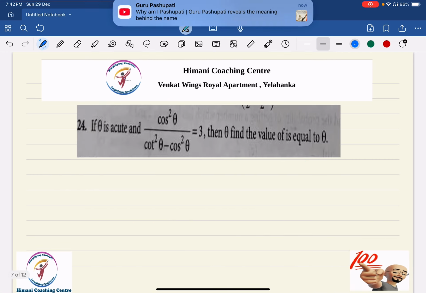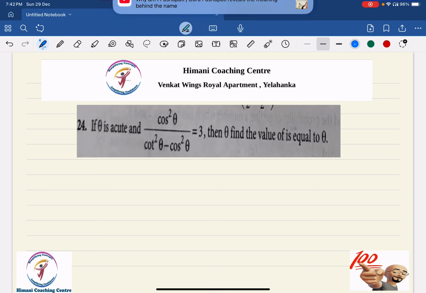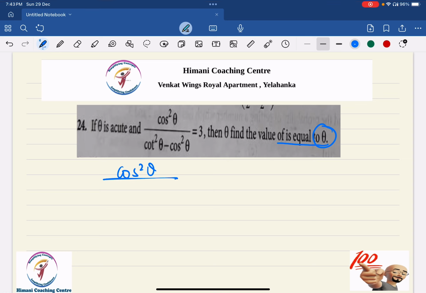Now let's move to the next question. It says if theta is acute and cos²θ/(cot²θ - cos²θ) equals 3, find the value of theta. Now let us solve this question. So the cos²θ. Now cot²θ is what? Cos by sine. So I can write this as cos²θ/(cos²θ/sin²θ - cos²θ).